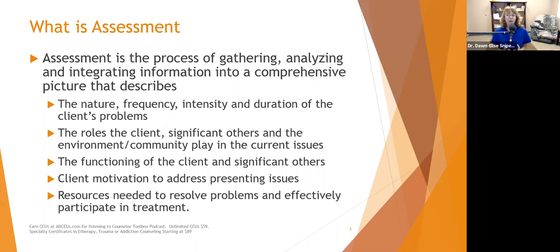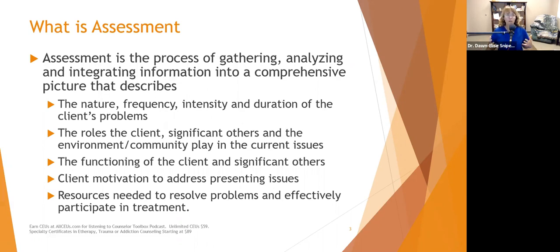We're going to look at the functioning of the client and the significant others. How is your household doing? I want to get an idea of how well things are going, because generally you don't have a client who is doing super duper awesome well and everybody else in the family is falling to pieces. But likewise, you don't have a client generally who is completely decompensating and the entire rest of the family unit is just hunky-dory.